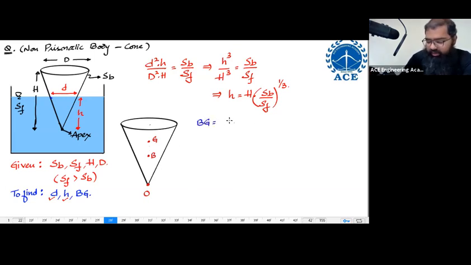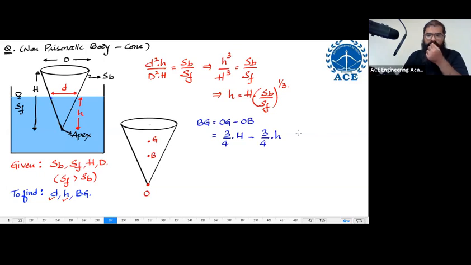I know that the value of BG has to be equal to OG minus OB. In the case of a cone, the distance OG is equal to 3 by 4 of capital H, a standard value, and OB is 3 by 4 of small h. So BG is equal to 3 by 4 of (capital H minus small h). Fine, I've got this value.